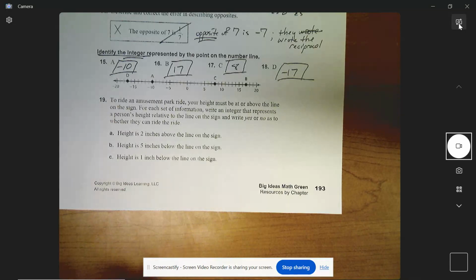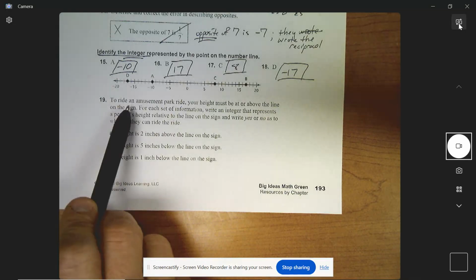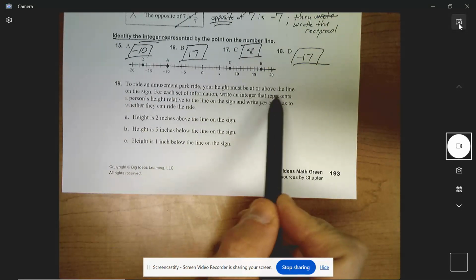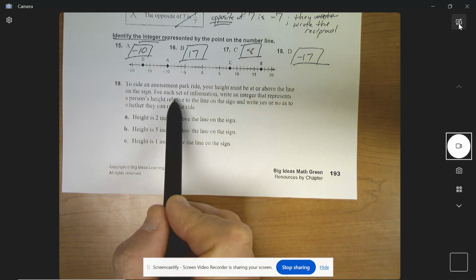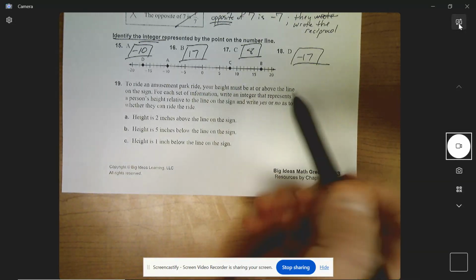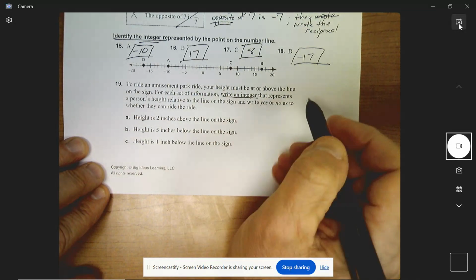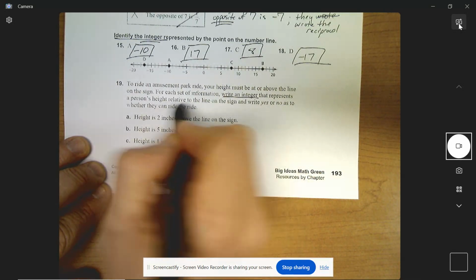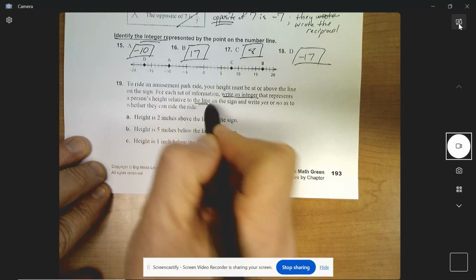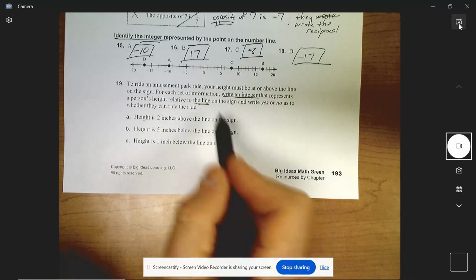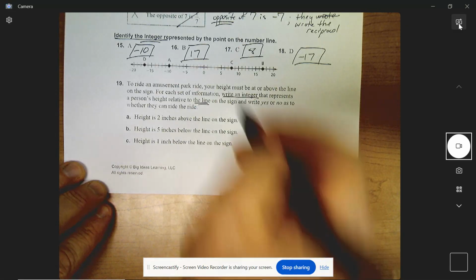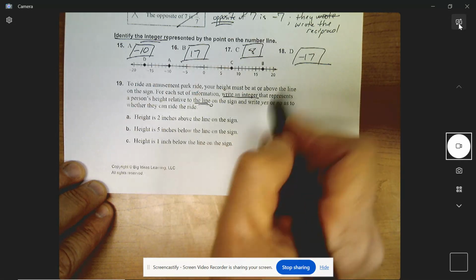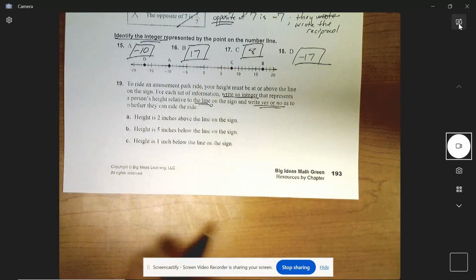All right, number 19. To ride an amusement park ride, your height must be at or above the line for the sign. For each set of information, write an integer. You can write an integer that represents a person's height relative to the line. So the line is going to be the 0, and then their height is going to be how far above or below that. The line is 0. The height is going to be above or below that.